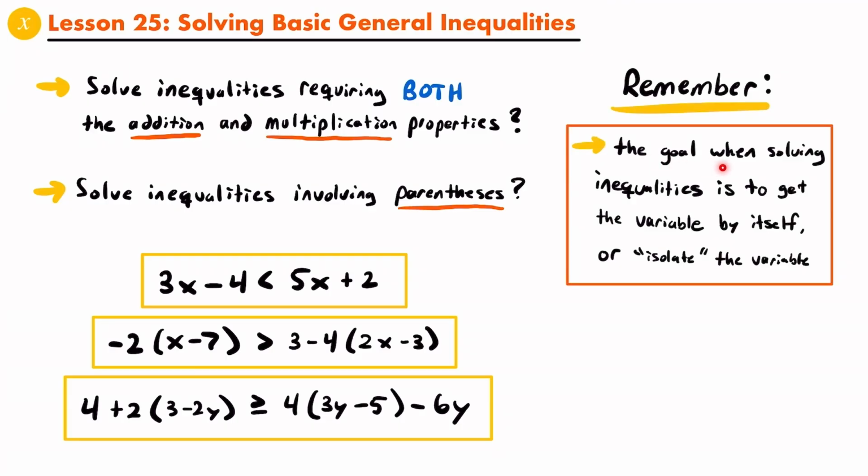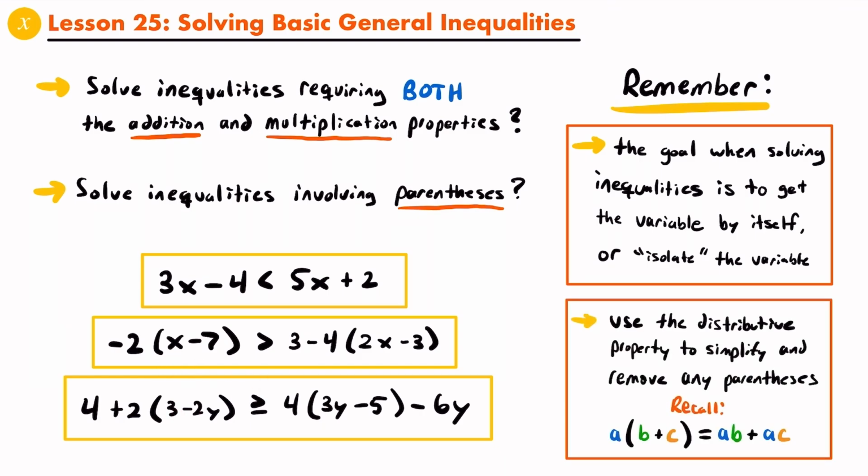remember, the goal when solving inequalities is to get the variable by itself, or isolate the variable. And so in each case, you will have to make use of different properties of inequalities in order to get them in that form, whether it's the addition properties or multiplication properties, or in the case of these last two, you need to deal with these parentheses. And just like with equations, you're going to want to remove those parentheses before you try to solve for the variable. And to do that, you need to make use of the distributive property.